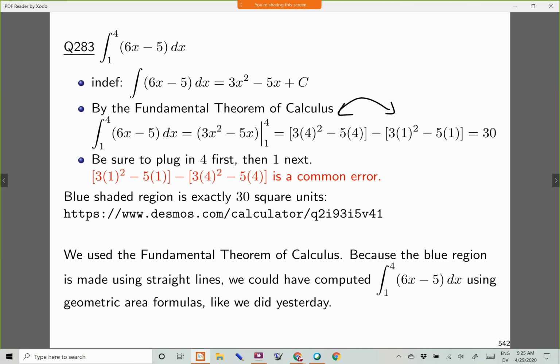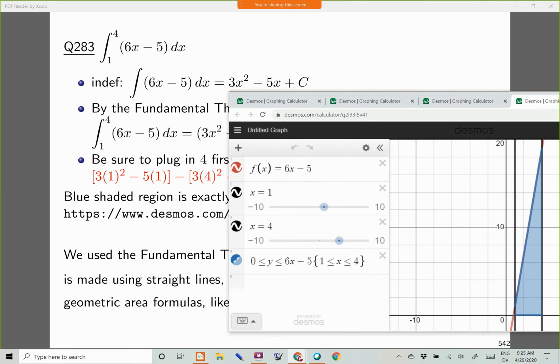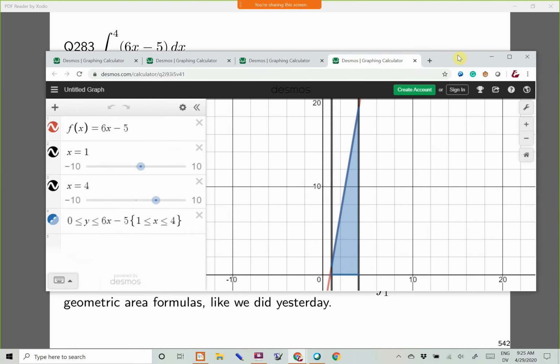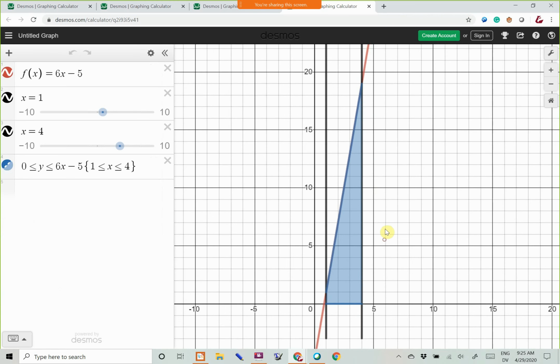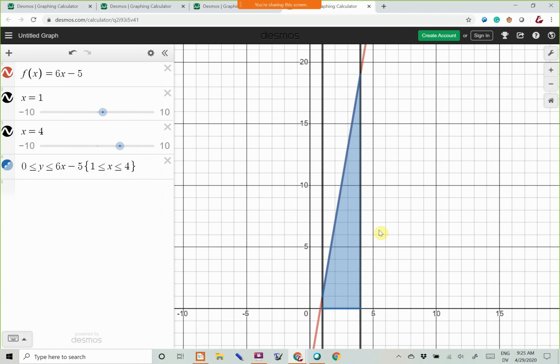So the area that we get, the signed area, is actually 30 square units. I would like to show a picture again. In this picture, the signed area is 30 square units. And look, this region is above the x-axis. And this one we found using the fundamental theorem of calculus just now. We applied this theorem that incorporates using the antiderivative.